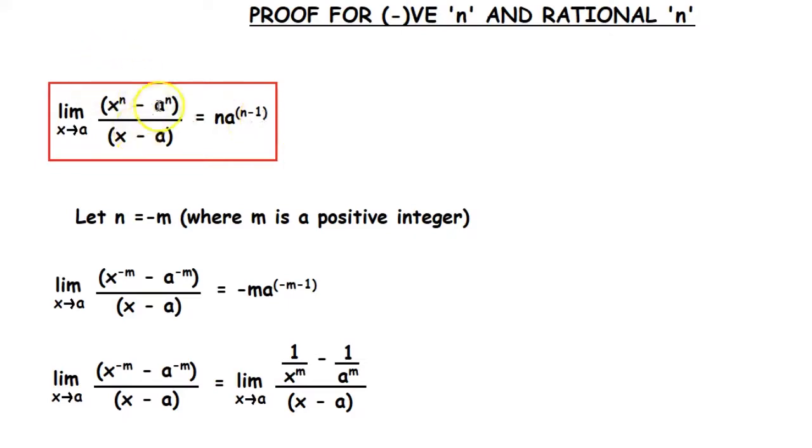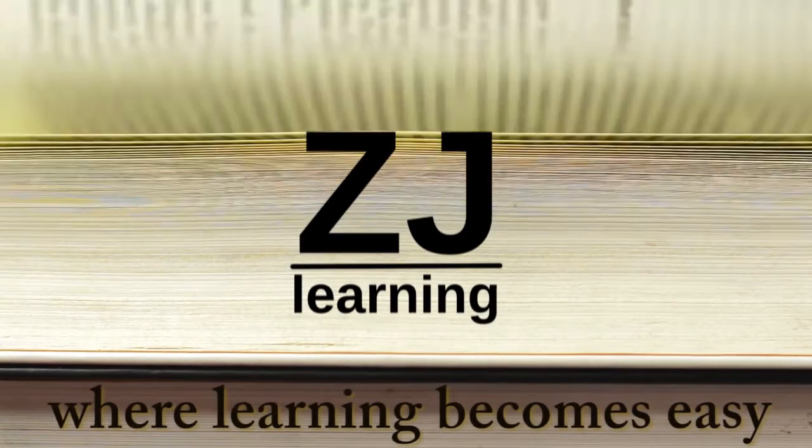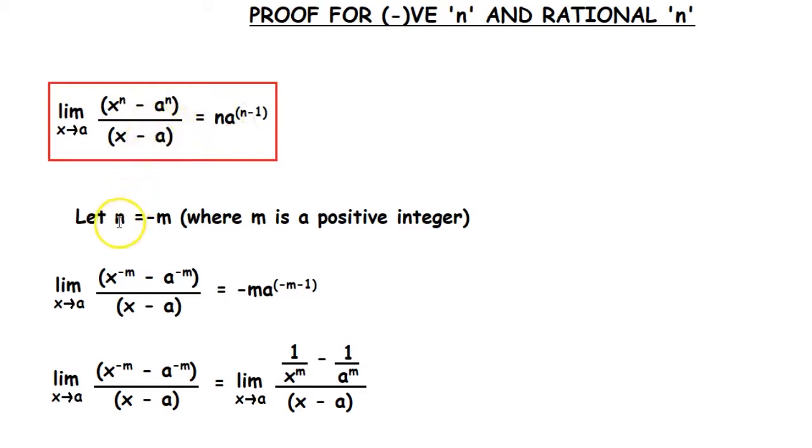In our previous video, we proved this theorem. Today, we will show that this theorem is true when we have a negative value for n and also a rational value for n. So to start off, let's assume that n is equal to minus m, where m is a positive integer.